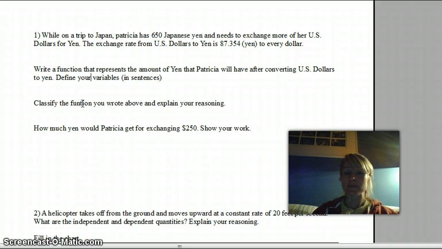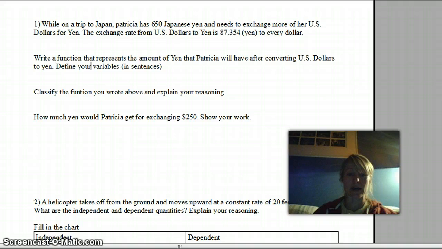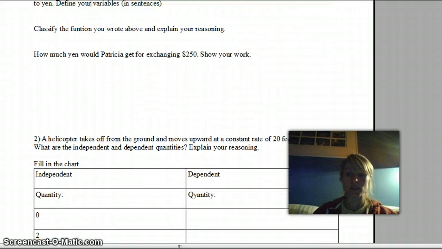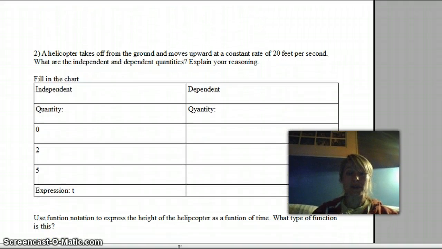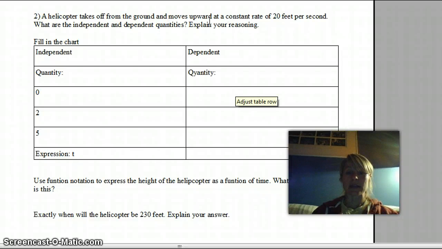Remember, classify function means it's going to be linear, exponential, quadratic. Obviously, this one should be linear. There's a slope and a y-intercept. And then you need to be able to plug into your function. This says how much yen would Patricia get for exchanging $250. So $250 should go in for D for dollars, and then you'll have to do some equation work.